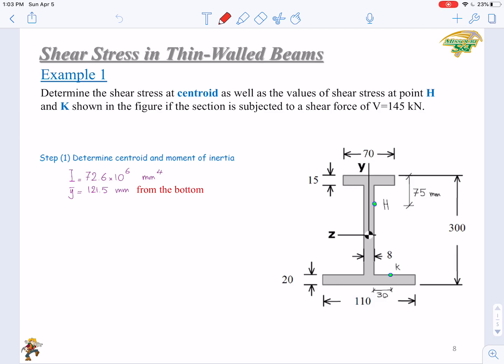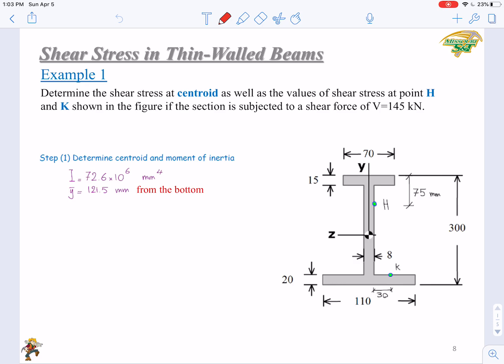Example 1. Determine the shear stress at the centroid as well as the values of shear stress at point H and K shown in the figure. So if the section is subjected to a shear force of V equals 145 kilonewton.